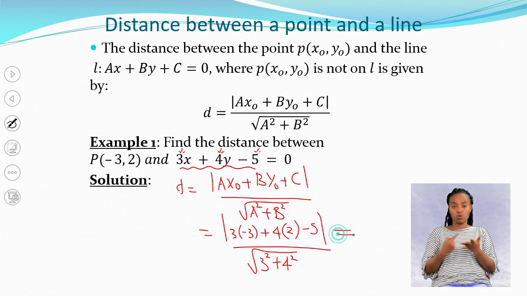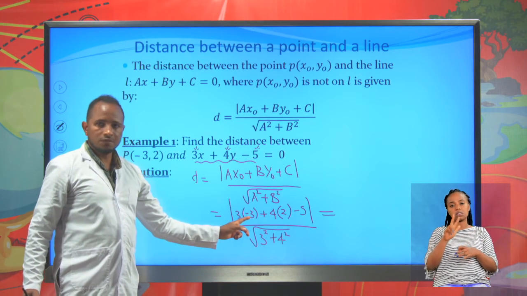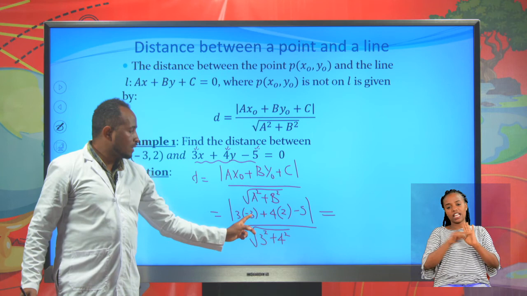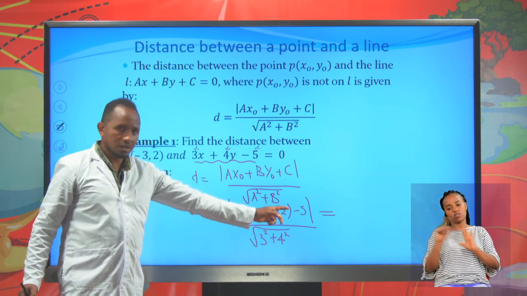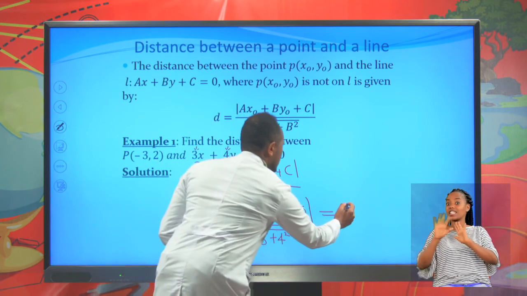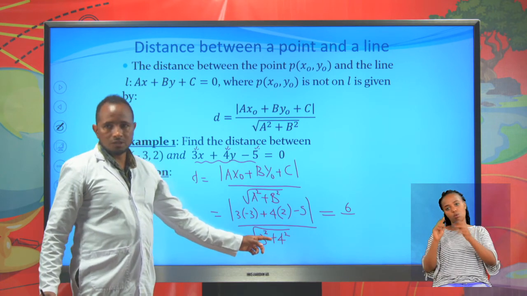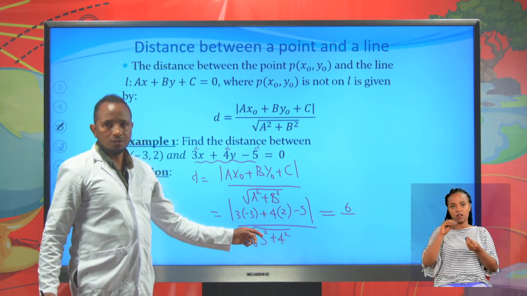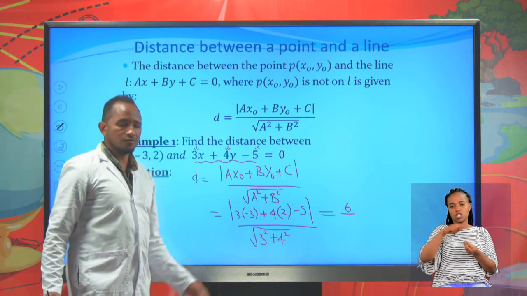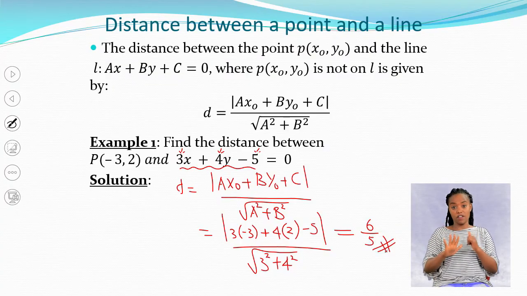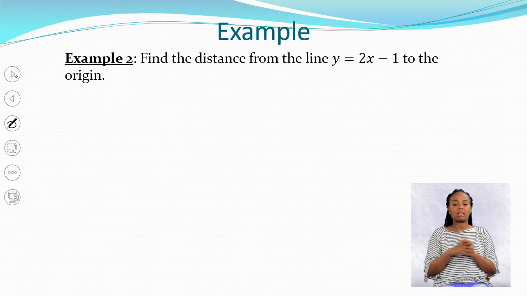So this gives you 3 times negative 3, negative 9, plus 4 times 2 is 8, negative 9 plus 8 is minus 1, minus 5 is minus 6. Absolute value of minus 6 is positive 6, divided by the square root of 3 squared plus 4 squared. 3 squared is 9, 4 squared is 16, 16 plus 9 is 25, square root of 25 is 5. Therefore, this is the distance between the line 3x + 4y - 5 = 0 and the point (-3, 2). Let's see another example.